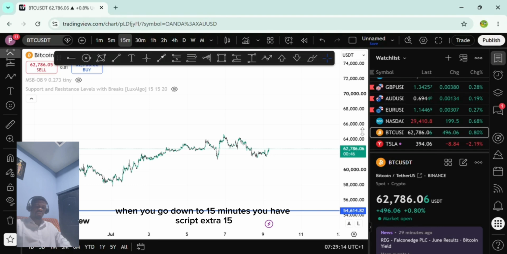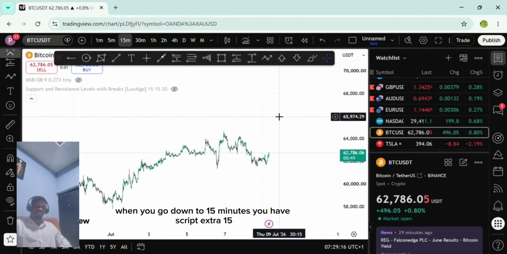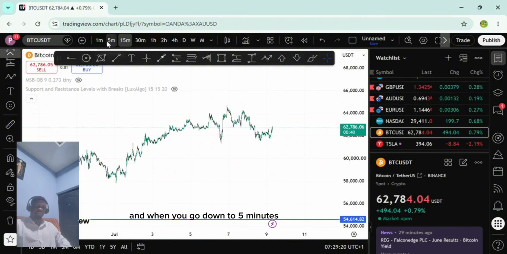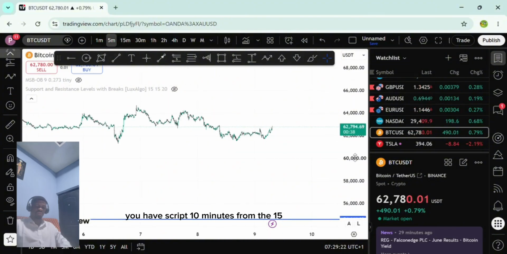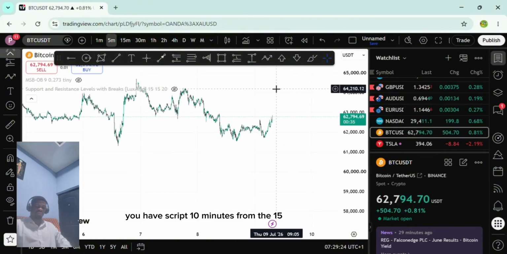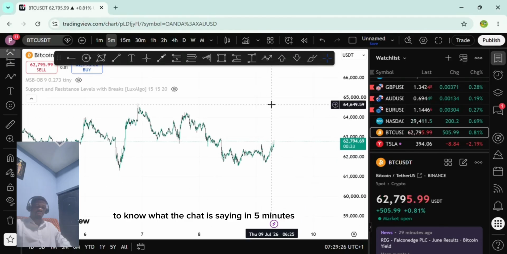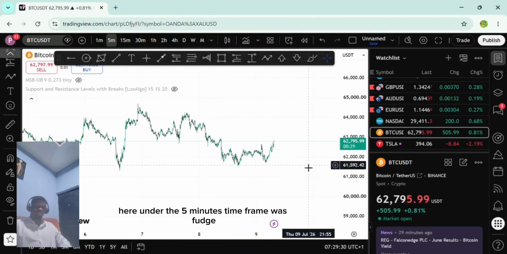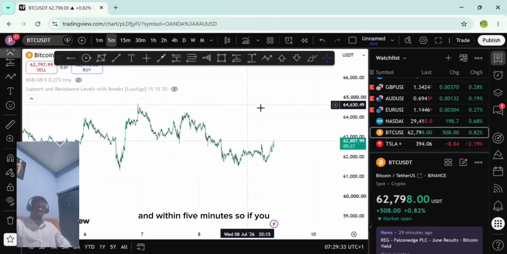When you go down to 15 minutes, you have scraped an extra 15 minutes from the 30 minutes time frame to know what the chart is saying in 15 minutes. And when you go down to 5 minutes, you have scraped 10 minutes from the 15 minutes time frame to know what the chart is saying in 5 minutes. So every candlestick under the 5 minutes time frame was formed within 5 minutes.